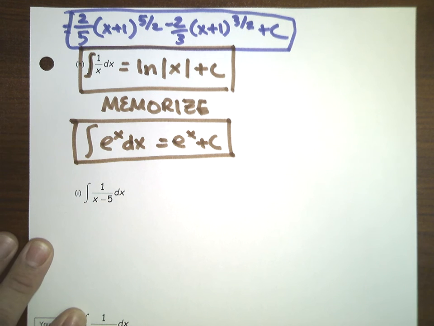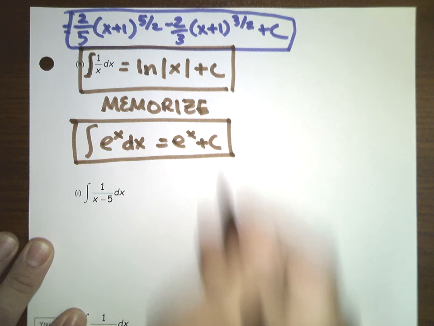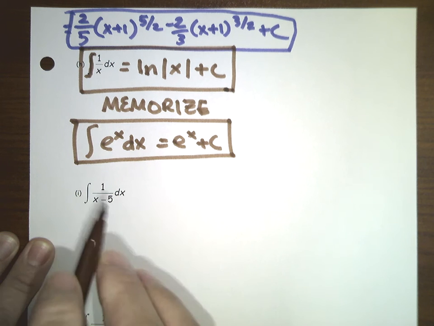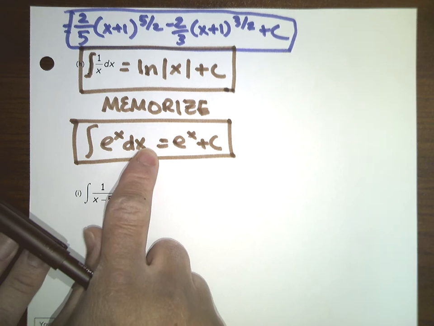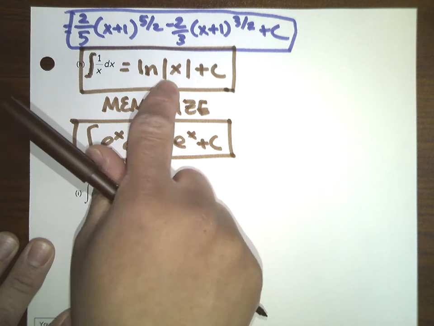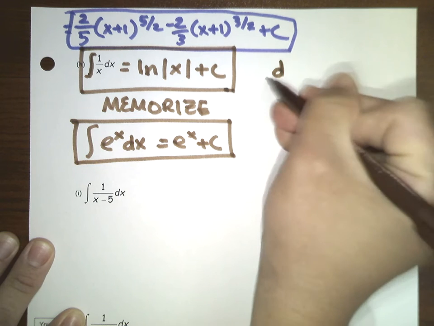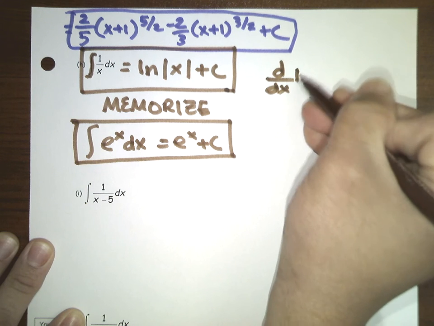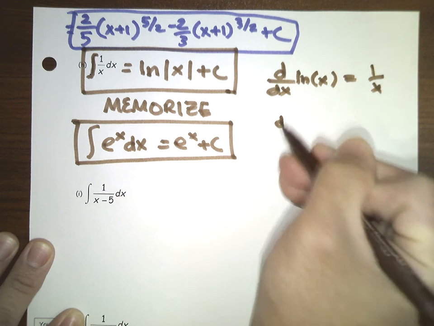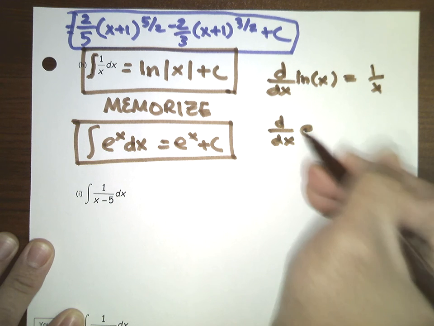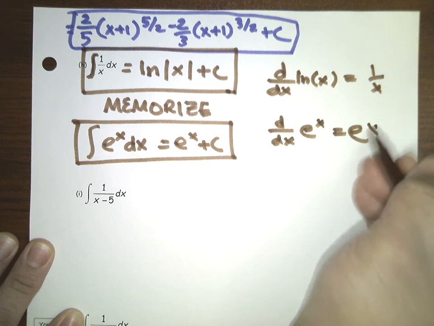All right. So now I can see here that these are sort of what you would expect because the derivative with respect to x, if you recall, of the natural log of x was 1 over x, and the derivative with respect to x of e to the x was e to the x.